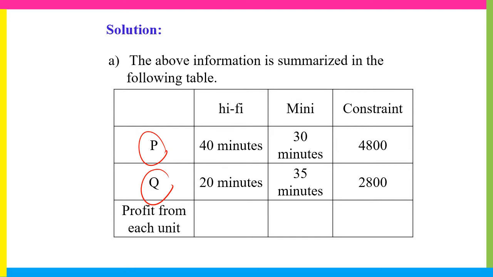Okay? And then we have a profit for each of hi-fi and mini. For hi-fi it's 80 ringgit. For mini it's 40 ringgit. Okay? For profit we don't have a constraint. We don't limit the profit. So we don't have a constraint. So this is the objective function.